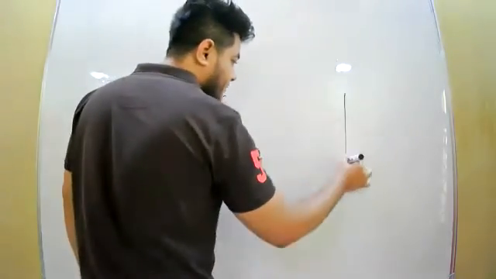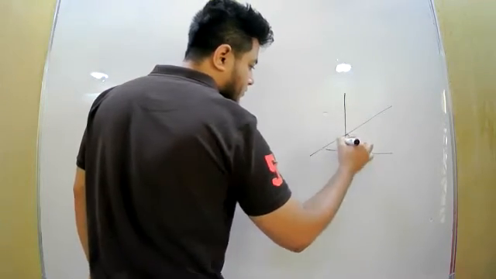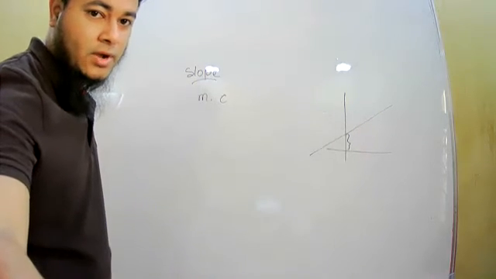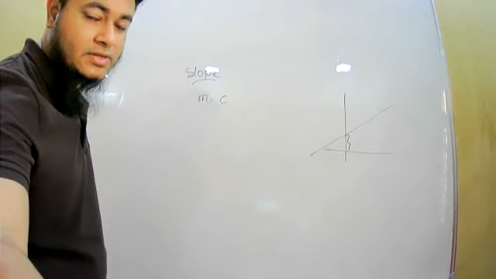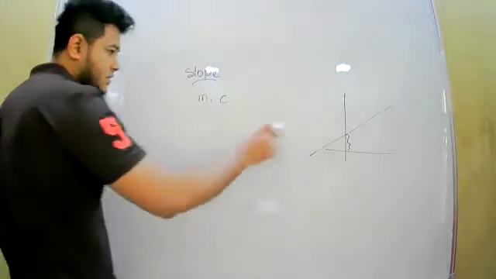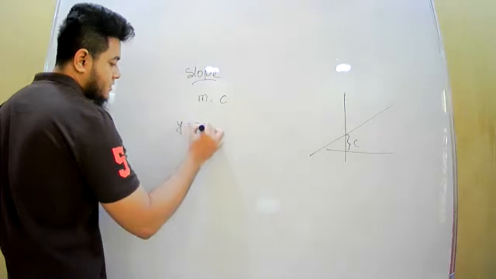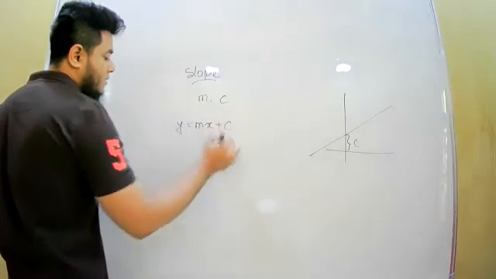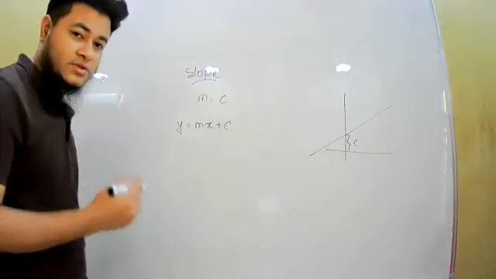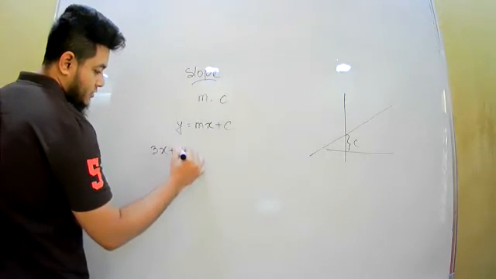Y-intercept means, let us say this is the straight line. So what is the length of the part which has been cut from the y-axis by the straight line? That is called the y-intercept. So this is c. If you know these two pieces of information, then you can write y equals mx plus c. Okay. So let us say I have a straight line.